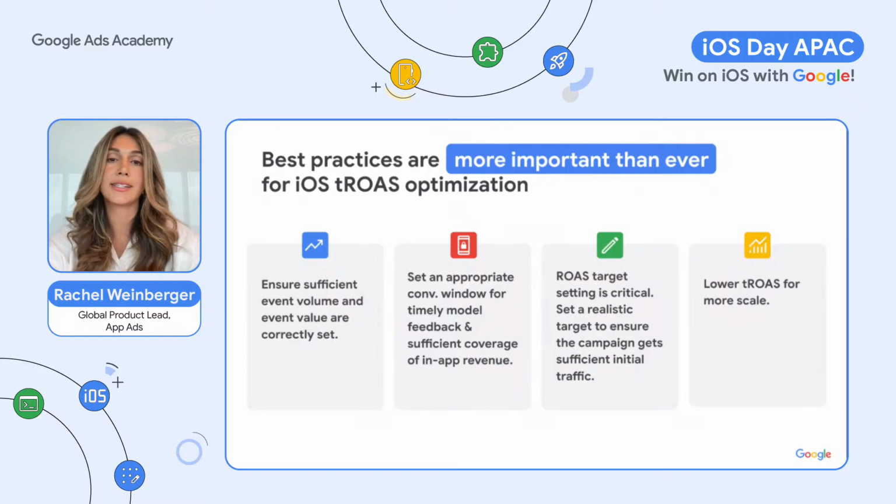And the last one here is lowering your target ROAS for more scale. I think we hear a lot of challenges with scale when it comes to target ROAS campaigns. And if you're seeing that your campaign has almost no traffic, it's typically really related to being bid constrained. And so lowering your target ROAS can actually propel your campaign to learn faster and scale a lot more.